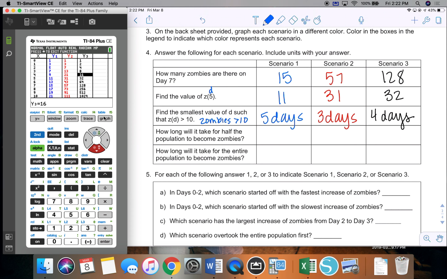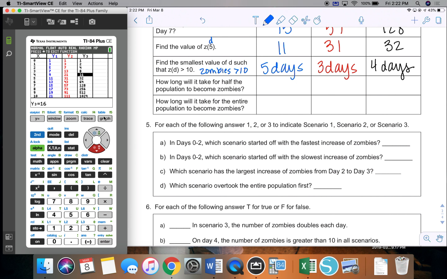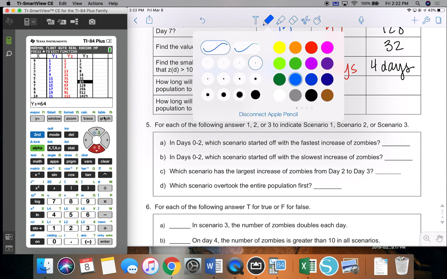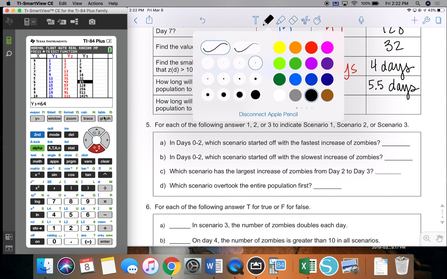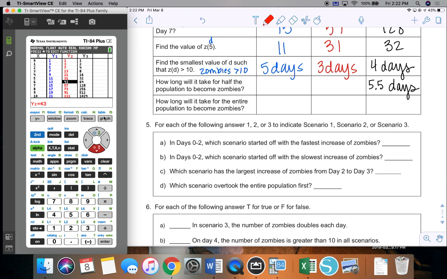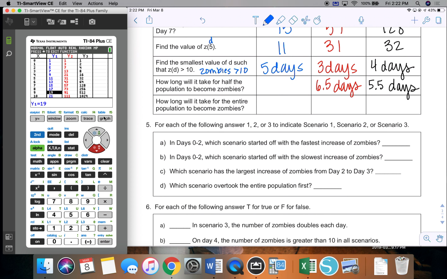And then how long will it take for half the population to become zombies? So remember, back up at the front, they told us that there's a population of 100. So we are looking for where y equals 50, or between 50. So in the black, it's going to take about 5.5 days. It's somewhere between 5 and 6. And then 6 and 7. So we'll do 6.5. They're not asking for us to be exact here. And then for the linear, somewhere between 24 and 25.